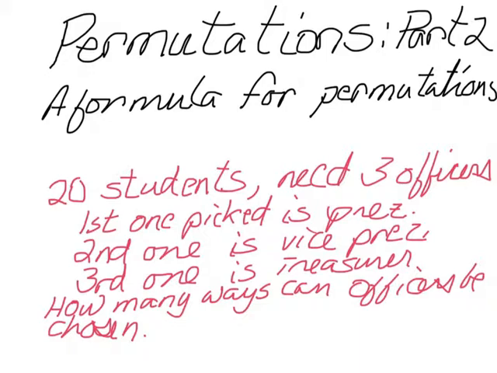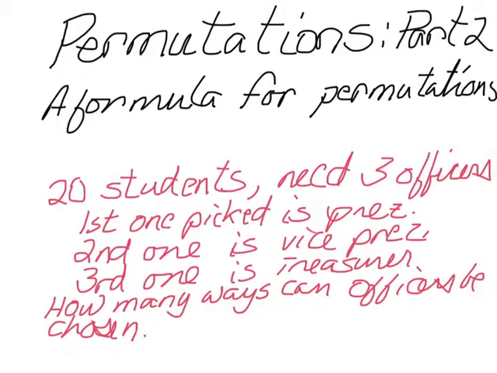The way they're going to do it is they're just going to pick people randomly out of a hat or something like that. So the first one picked is the president, the second one picked will be the vice president, and the third one picked will be the treasurer. And the question is, in how many ways can the officers be chosen?